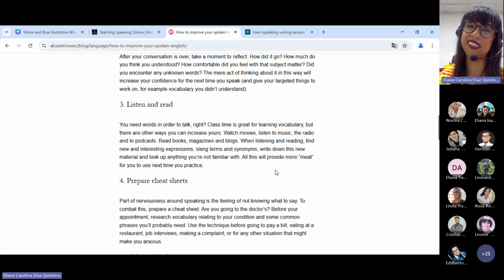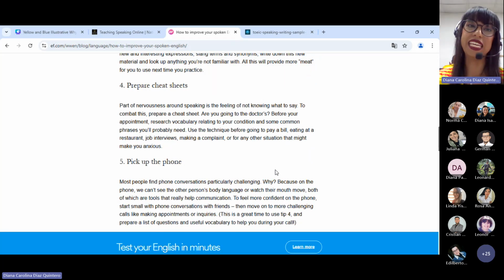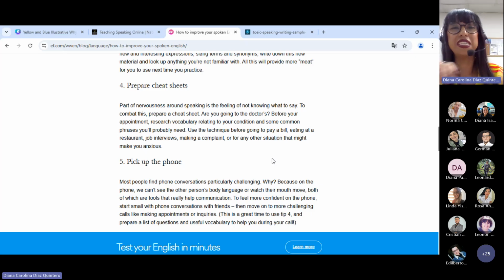Oh, cheat sheets. All the time we have our sheets, or not. We know we're humans. We prepare our lessons, we prepare our panels, but in some cases we need some papers with information, with keywords or key ideas. You can prepare those cheat sheets in order to have better opportunities to speak.